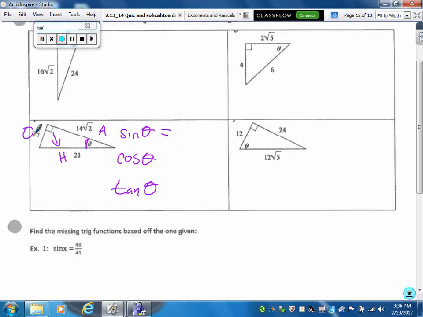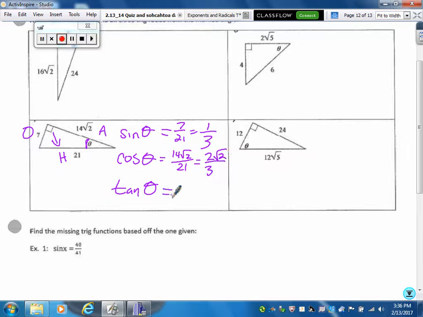Sine, O over H, so O over H, that's 7 over 21, that's 1/3. Cosine, that's A over H, so I've got 14 root 2 over 21. So far, so good. Divide by your 7. So 2 over 3 with a root 2 on top.